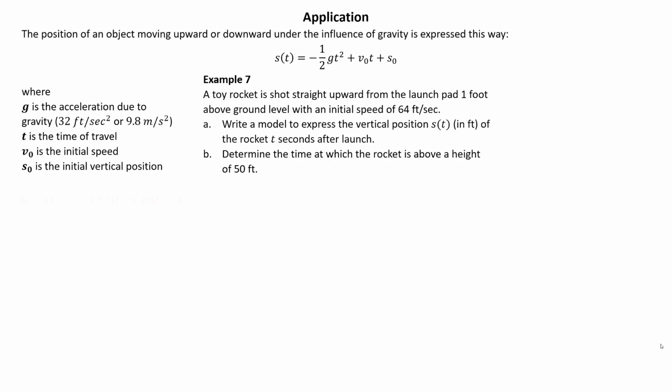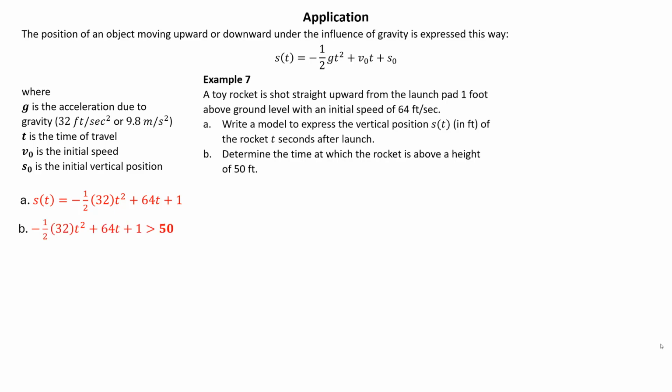So first thing you're going to do is write the equation. S of t is equal to negative 1/2. We're going to use 32 feet per second squared because we're dealing with feet here, 64 feet per second. So we need to use that one and not the one that is meters per second squared. Then we have t squared plus 64t. 64 is the initial speed, v sub 0, and then 1 foot is where we're going to start above the ground, s sub 0, the initial position. So that's our model, that's our equation.